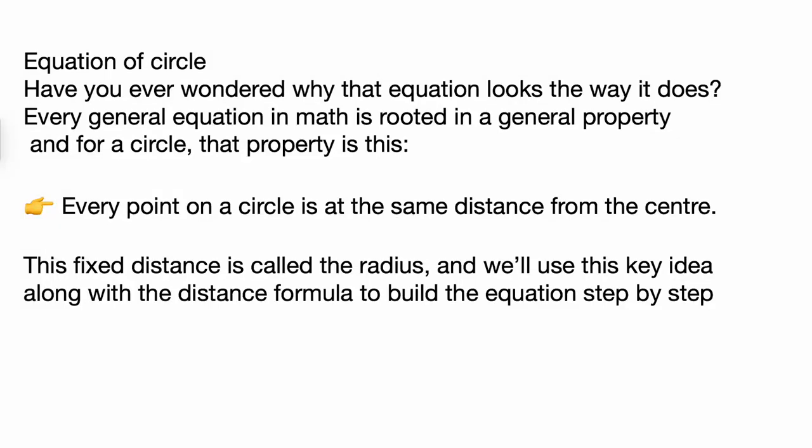In this section, we are going to talk about something simple, beautiful, and incredibly useful, and that is the equation of the circle. Have you ever wondered why this equation looks the way it does? Every general equation in maths is rooted in a general property. For a circle, the property is that every point on the circle is at the same distance from the center, and that fixed distance is known as the radius. So we will use this key idea along with the distance formula to build the equation step by step.